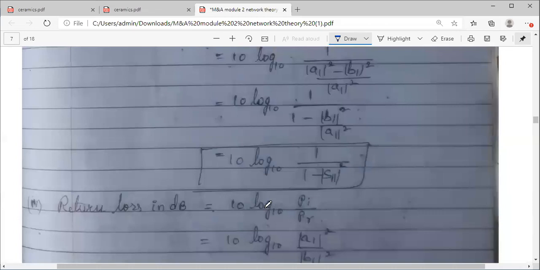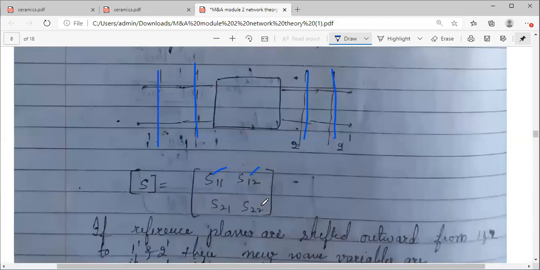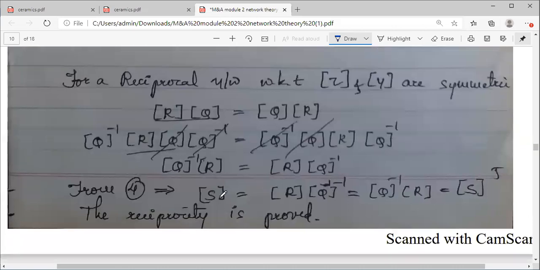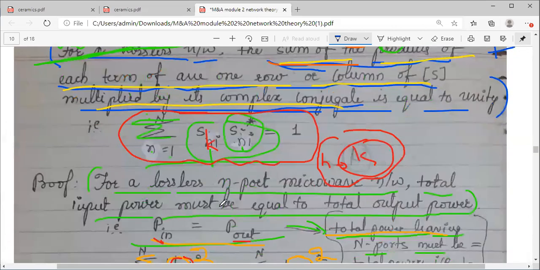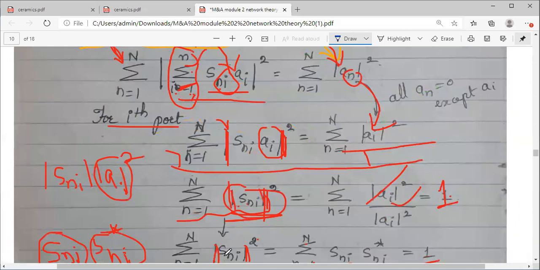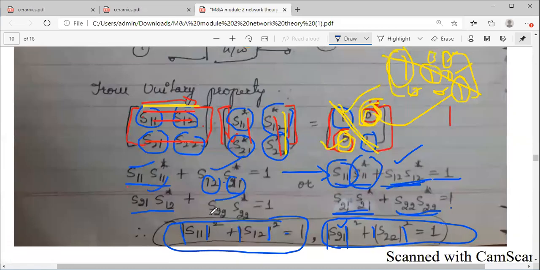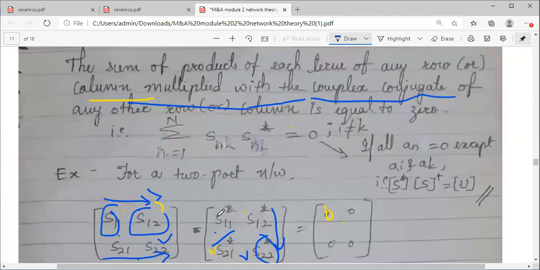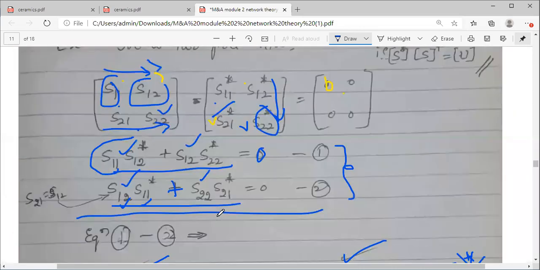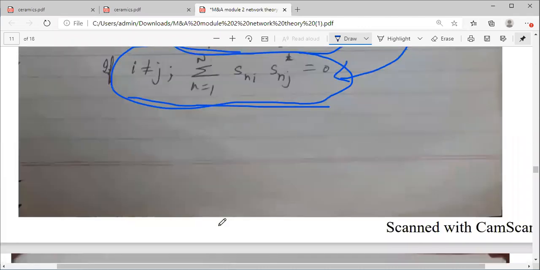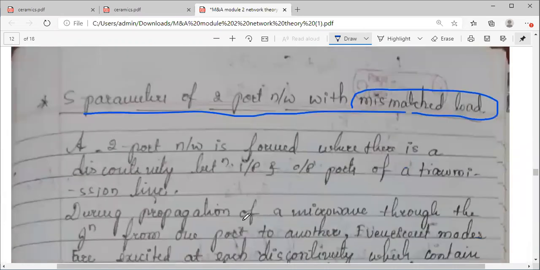But what are we doing now? What is the heading? S parameters of a two-port network with a mismatched load. This time I am not considering that A2 is perfectly matched. If such a condition ever comes, because ideally you won't get perfectly matched conditions every time, under that practical condition, what will be your reflection coefficient? What will be your S11, S22, all the parameter values? I want to find out. I hope you understood this.